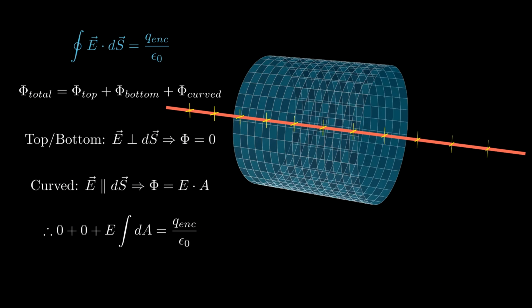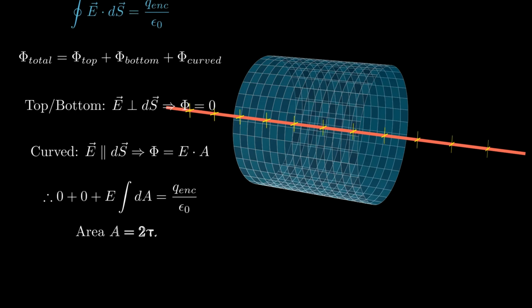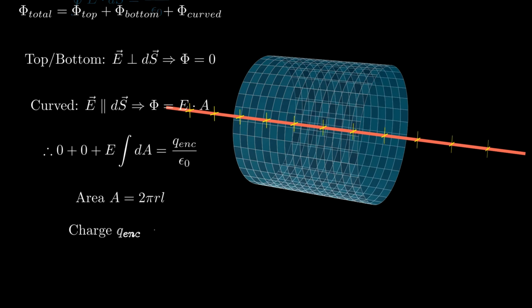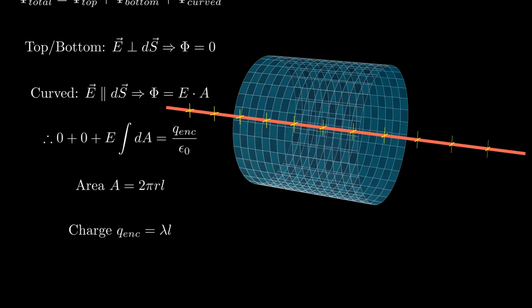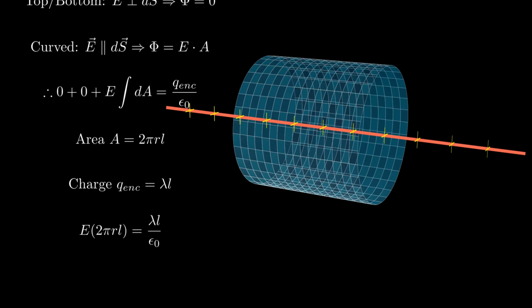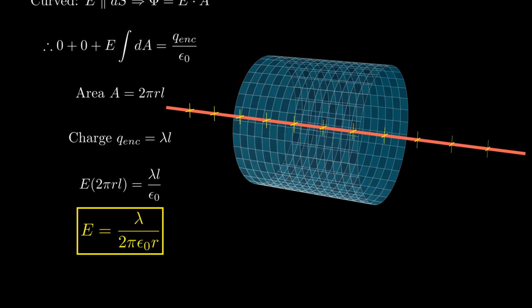We know that the curved surface area of a cylinder is 2 pi r L. The charge enclosed inside the cylinder is the linear charge density lambda times the length L. Let's substitute these values back into our equation. Notice that the length L appears on both sides, so it cancels out. We are left with our final result: the electric field is lambda divided by 2 epsilon naught r.